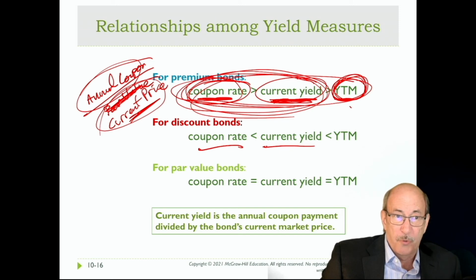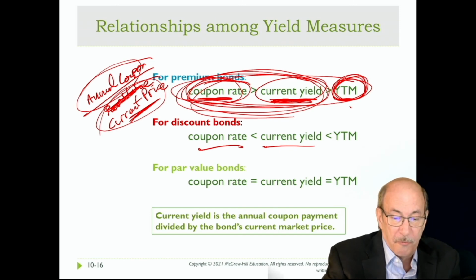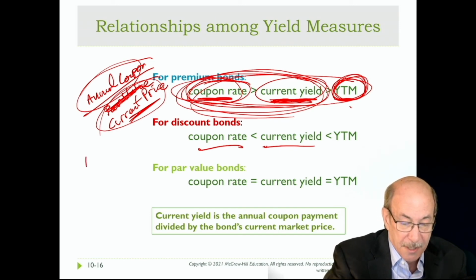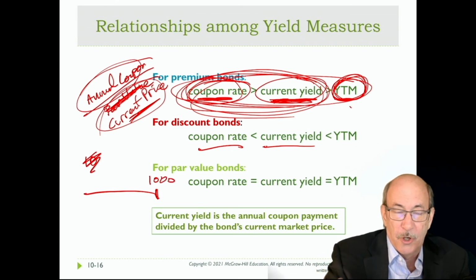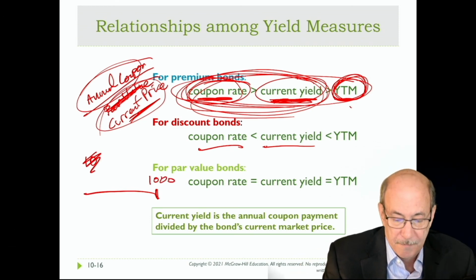And for a premium bond, remember, when we buy a premium bond, let me just do this on a timeline, I think. At the end of the period, we're going to get $1,000 back, right? This is the maturity date.